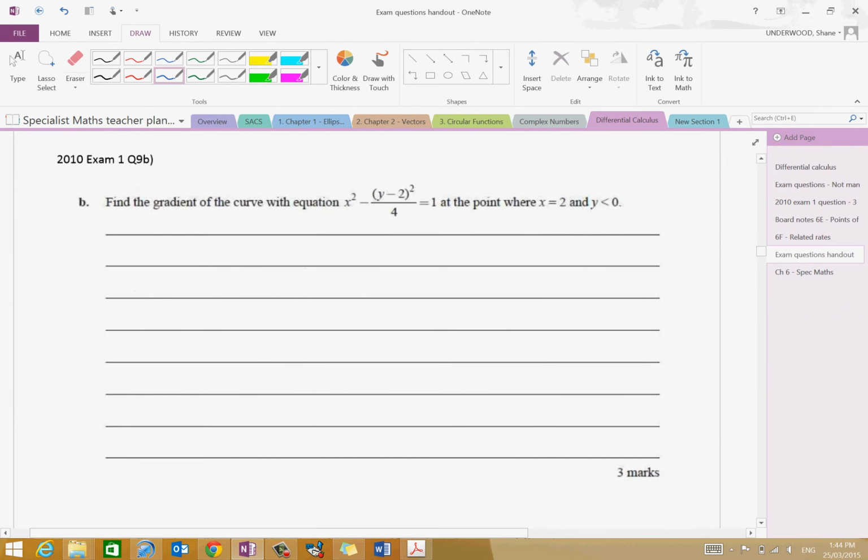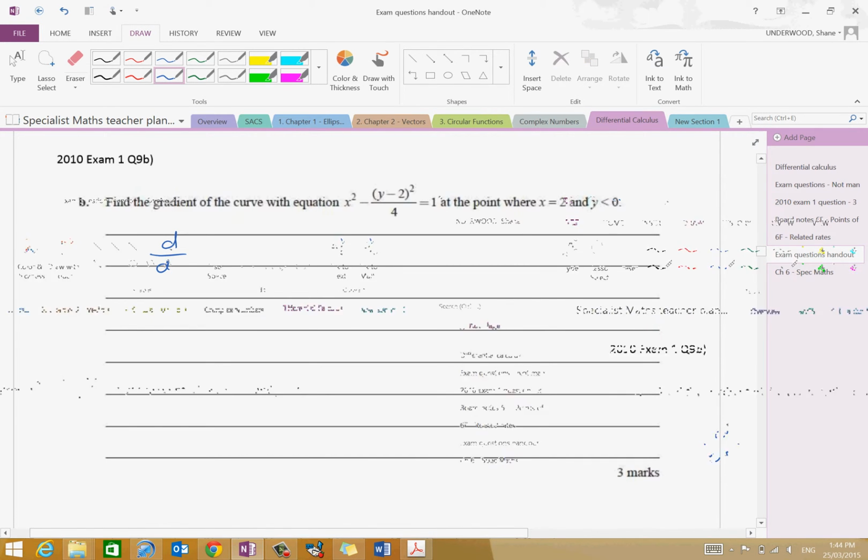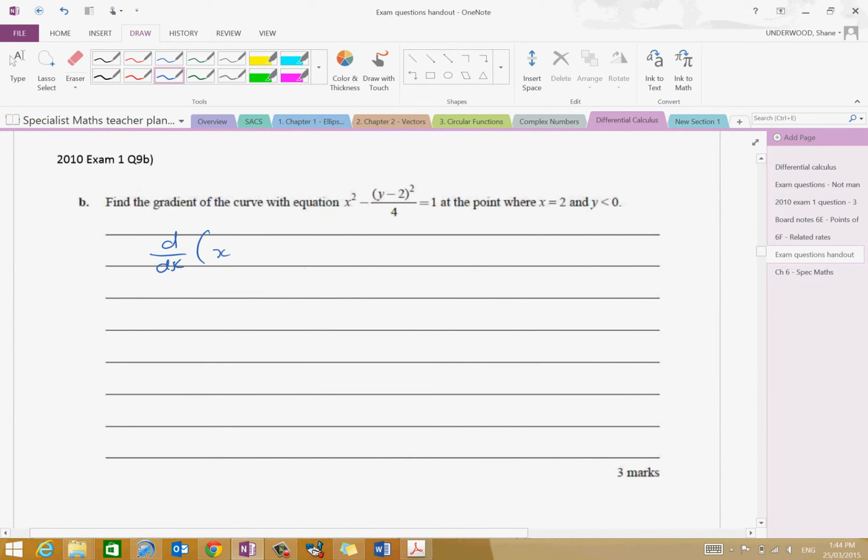Okay, so I'm going to quickly go through this question. Find the gradient of the curve. So we're going to use implicit differentiation again. So our first step is this, as I've done in the previous two questions.